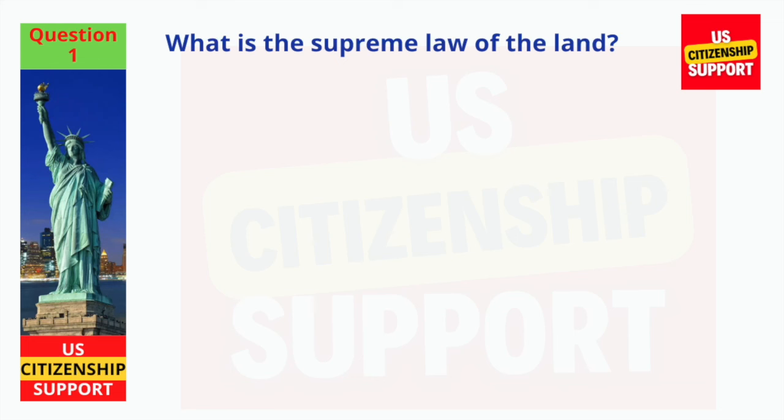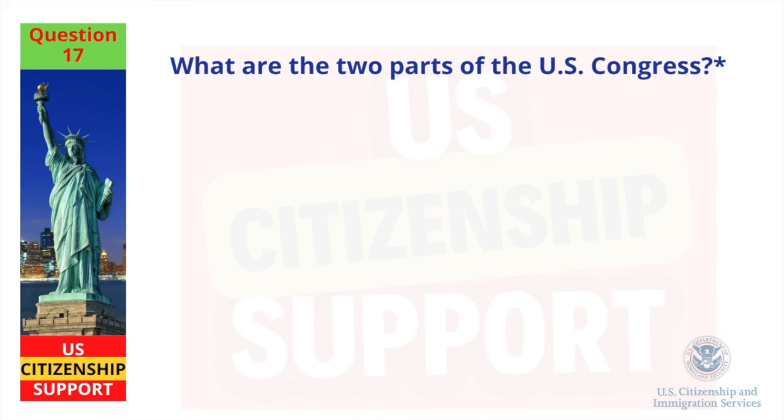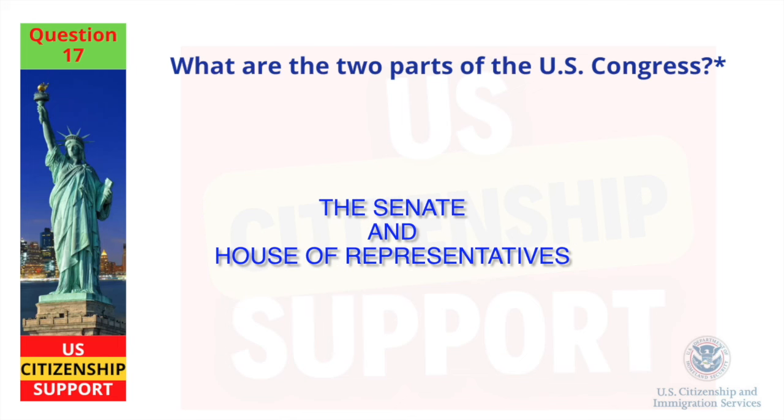What is the supreme law of the land? The Constitution. What is one reason colonists came to America? Freedom. What are the two parts of the U.S. Congress? The Senate and House of Representatives.